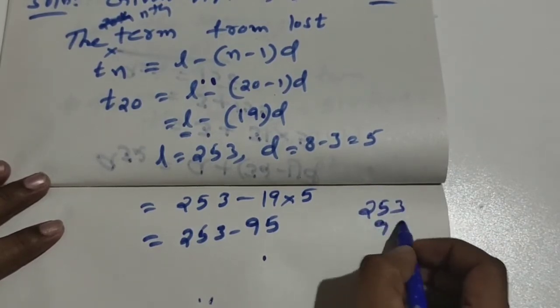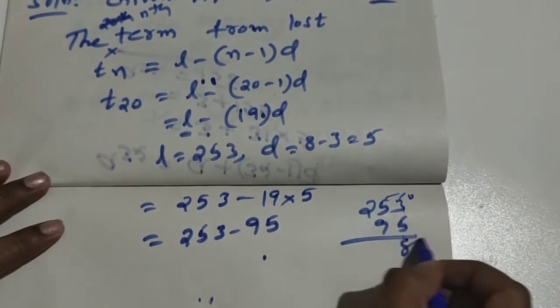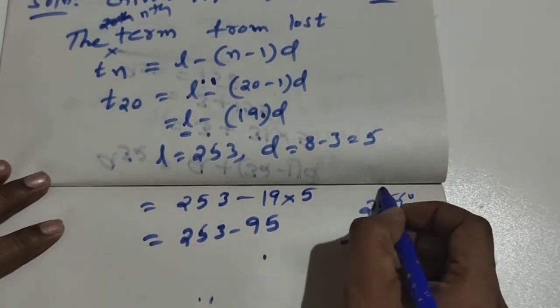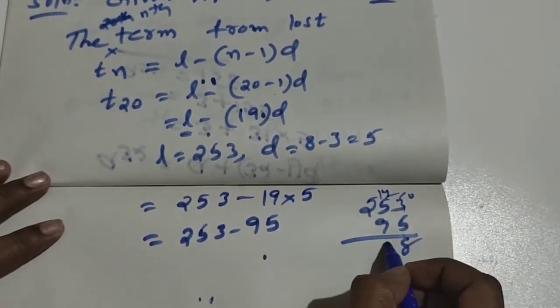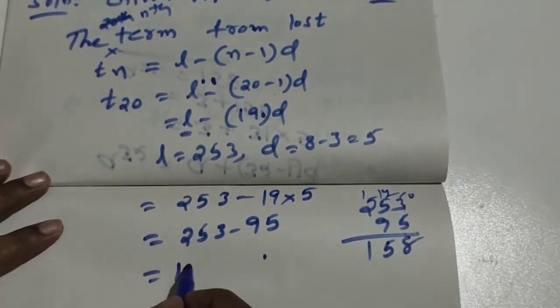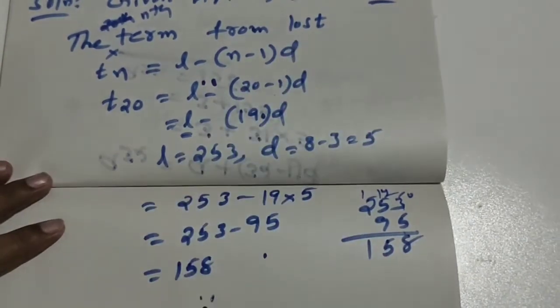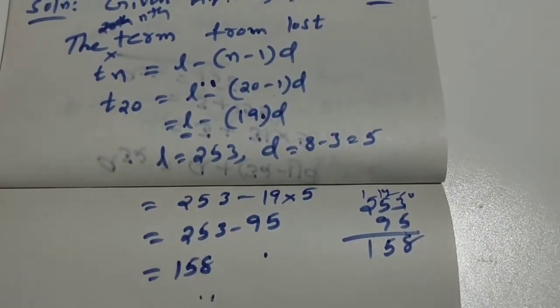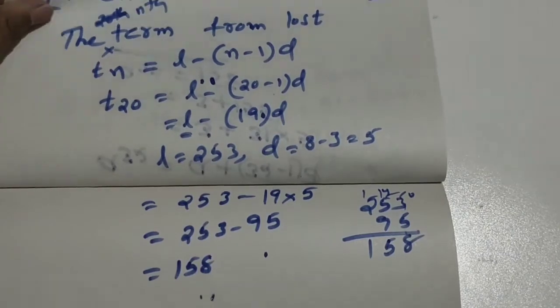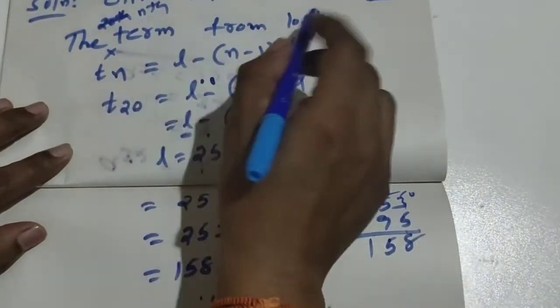By subtraction of this we can get easily 13 minus 5, 8. Here we got 14 balance, 14 minus 9, 5 balance 1. So here also we got 158. Okay children, so in that way we can get the simplest. These two are another formulas, so keep concentrate on these formulas, the nth term from the last.